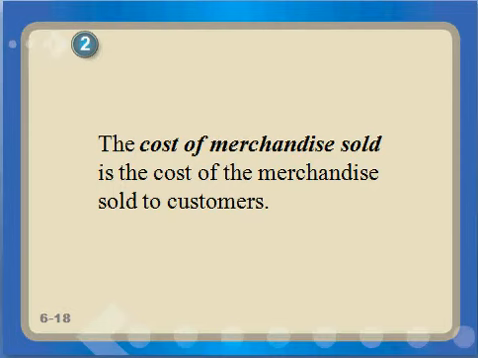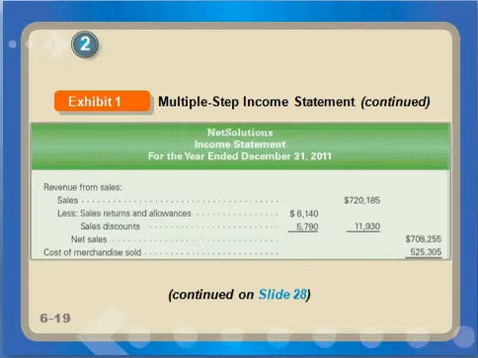Now we're going to take another look at our income statement. And we've got our sales less the returns and allowances and the discounts, giving us our net sales of $708,255. Then we compute our cost of merchandise sold, and we come up with $525,305. And then that would be subtracted from those net sales.